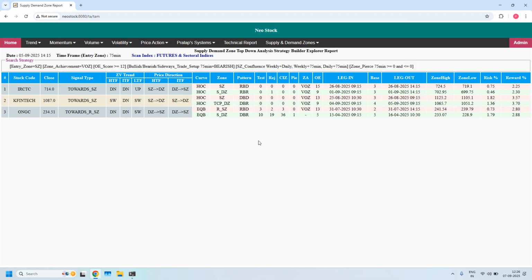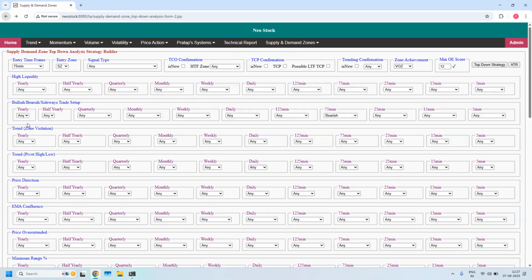In all the 3 stocks, the 75-minute supply zone overlapped with the daily supply zone, both together overlapped with the weekly supply zone, in all the 3 75-minute supply zones. And also the weekly trend is a downtrend in 2 stocks. Let's verify in these 2 stocks any weekly supply zone having weekly EMA confluence.